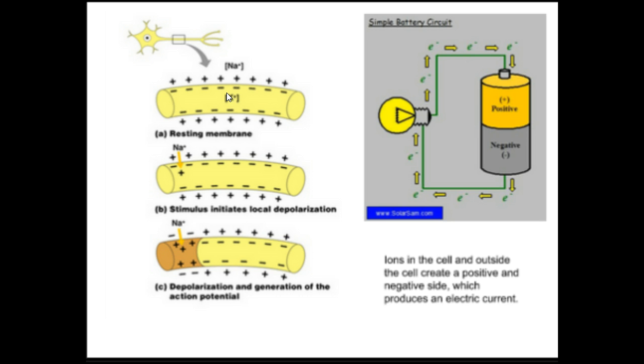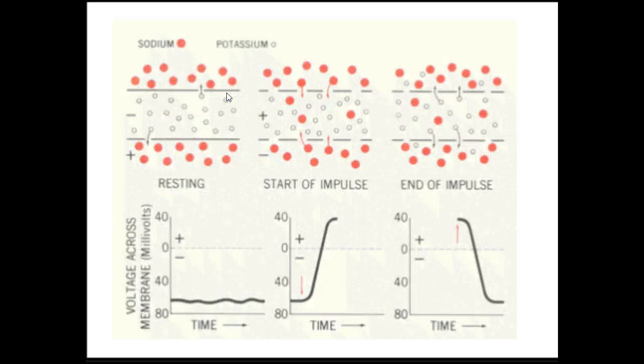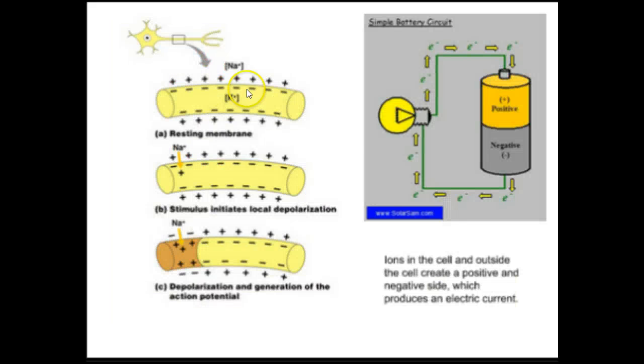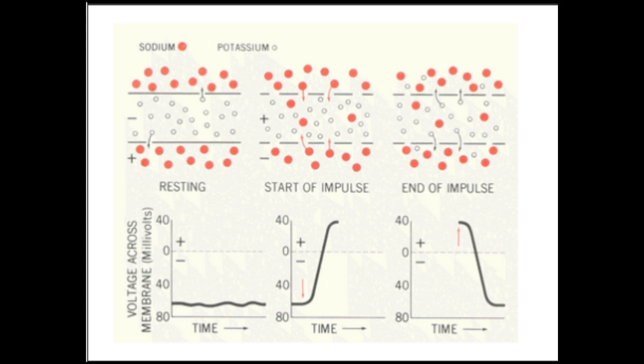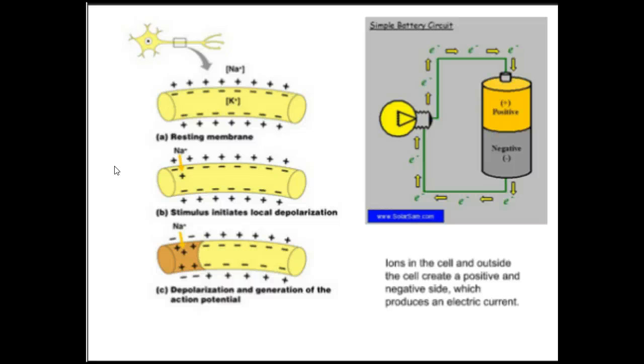So at resting potential, we have our potassium ions on the inside and our sodium ions on the outside. We have a positive charge on the outside and a negative charge on the inside of the neuron.